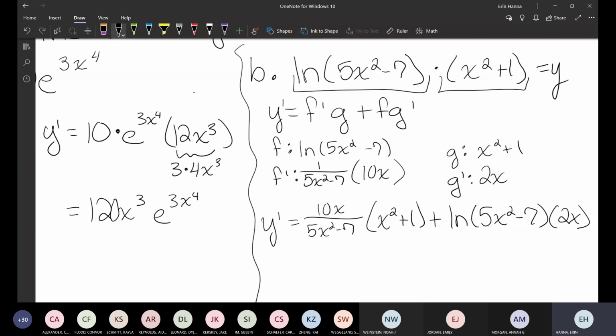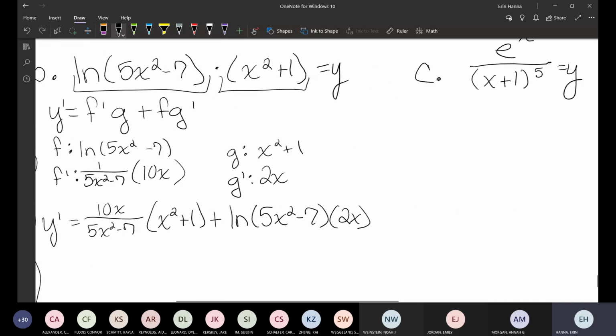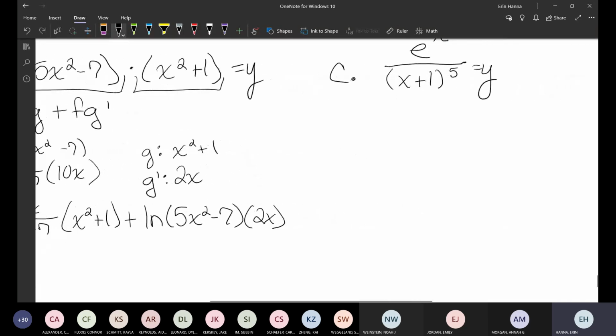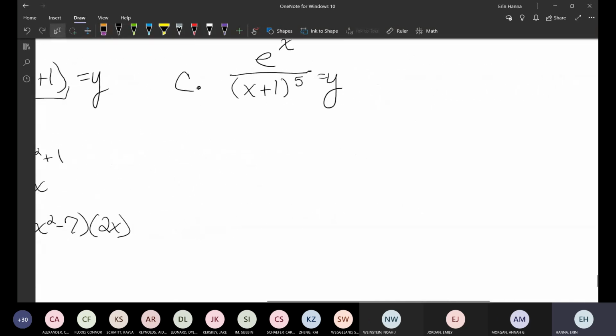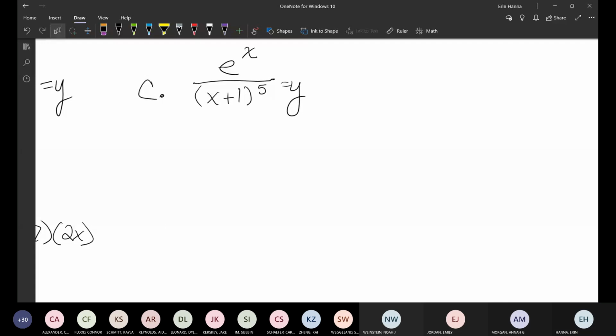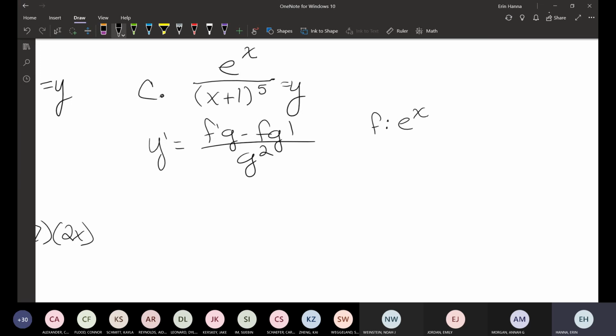All right, and then the last one was... I can't really leave much of it in there, so I need to scroll over a lot for this one. Last one was a quotient rule, which in general is going to be our f prime g minus f g prime all over g squared. Your f is always your numerator in the quotient case, and then we have x plus 1 to the 5th, f prime, g prime.